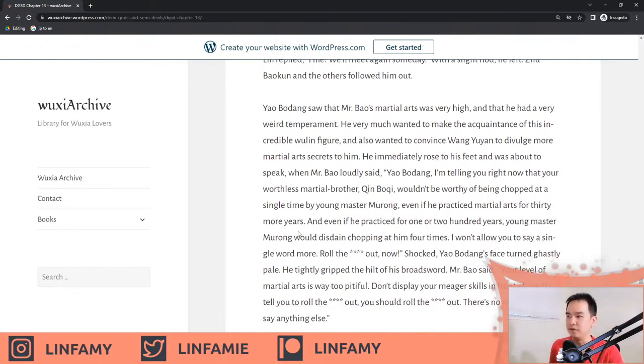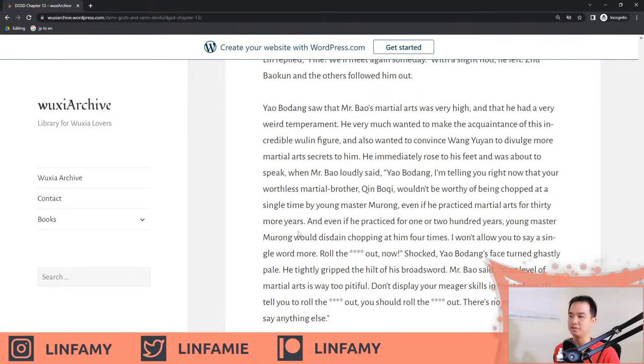He immediately rose to his feet and was about to speak when Mr. Bao loudly said, "Yao Bodang, I'm telling you right now that your worthless martial brother Qin Bochi wouldn't be worthy of being chopped at a single time by young Master Mu Rong, even if he practiced martial arts for 30 more years. And even if he practiced for 100 or 200 years, young Master Mu Rong would disdain chopping at him 4 times. I won't allow you to say a single word more. Roll the fuck out now."